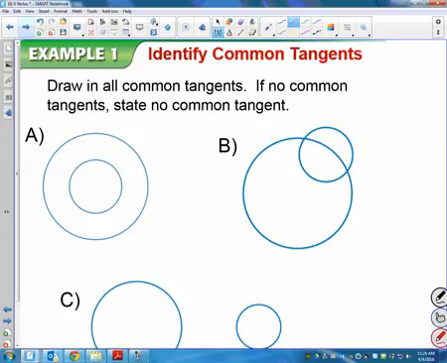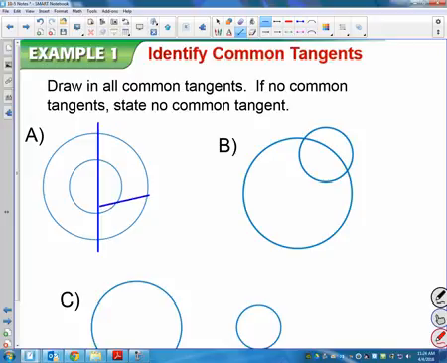Okay, I drew this in, and somebody tell me if this is right or wrong. Wrong. Why? It can only touch the circle in one spot. So when I see this, it touches here and here and here and here. So that's not right.